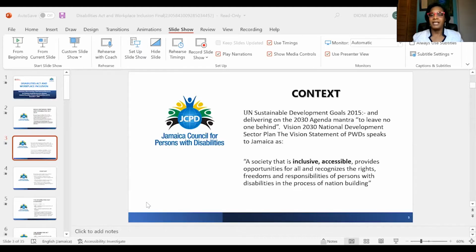And we're happy that it has coincided with the Disabilities Awareness Week. So on behalf of the Ministry of Labour and Social Security and the Jamaica Council for Persons with Disabilities, we're happy to share in this event. And so in context, as was mentioned, the United Nations Sustainable Development Goals delivers the 2030 mantra, wherein no one should be left behind.